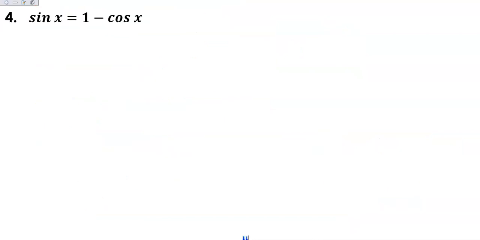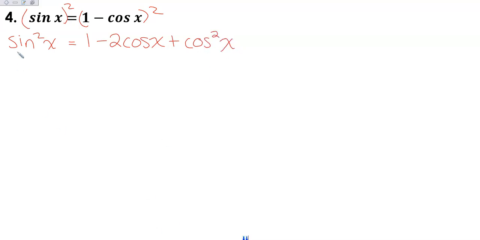Okay, so let's look at one more problem. All right, same thing's happening here. We have a sine on one side, a cosine on the other. I have no squareds, no way to replace it, and no way to make it the same. So we're going to start by squaring both sides. And I'm going to get sine squared over here, and 1 minus 2 cosine plus cosine squared over here.